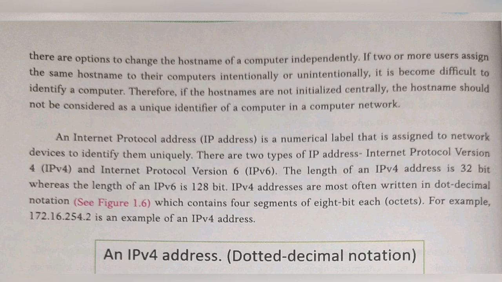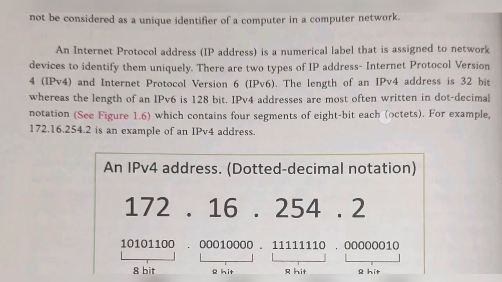And internet protocol, IP means internet protocol, is a numerical label that is assigned to a network device to identify it uniquely. There are two versions of IP, IPv6 and IPv4. In IPv4, they use 32-bit numbers for addressing the computer, and in IPv6 they use 64 bits to address the computer on the network. And in IPv4 we use decimal numbers, and in IPv6 we use hexadecimal numbers.